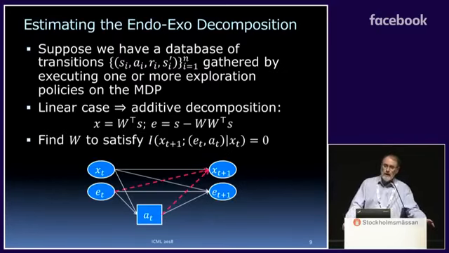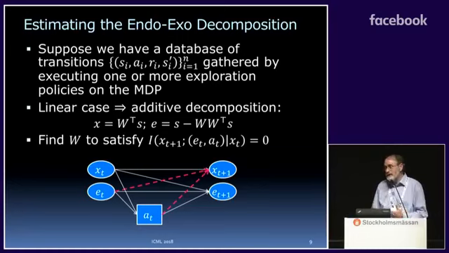Okay, so now let's suppose that we suspect that we have exogenous variables in our MDP, and we would like to discover that exogenous state and remove the exogenous reward. Well, suppose we generate a database of transitions by running one or more exploration policies. One thing we don't address in our work is what the sample complexity would be for this. But we'll assume we have a sufficient number of examples.